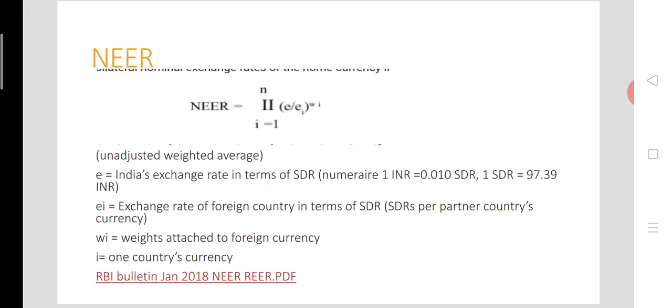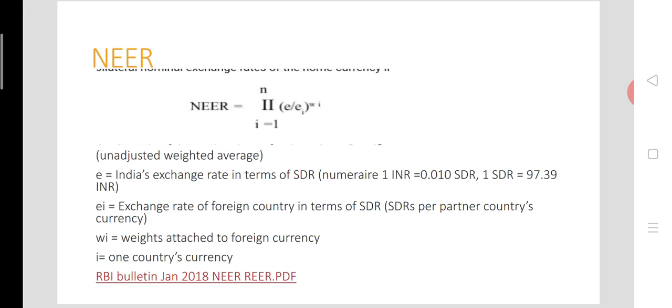NEER is the product, for i equal to 1 to n, of E by Ei, all raised to Wi, and here i is the particular currency. If it is the UK's pound sterling, then the UK's pound sterling's values are considered here. n refers to the number of currencies. In the 6 currency index of India's NEER, 6 currencies will be considered here, and E refers to India's exchange rate in terms of SDR.